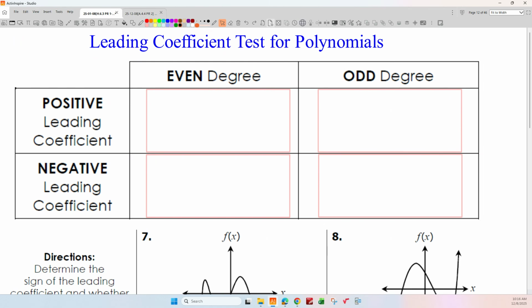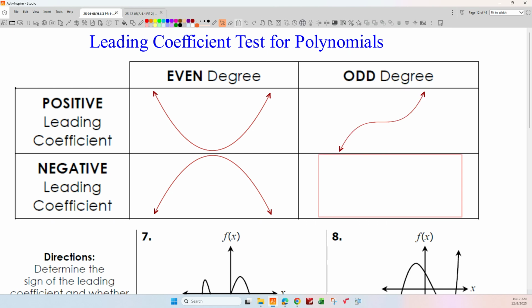So if I have an even degree polynomial and a positive leading coefficient, show me with your arms. What's that doing? Yeah, it's doing this, right? We're doing the polynomial dance here. If we have an even degree polynomial with a negative leading coefficient, what's the end behavior going to be? Yeah, there we go. It's down. How about an odd degree polynomial with a positive leading coefficient? Yeah, that's up to the right, down to the left. Good. And if we have an odd degree polynomial with a negative leading coefficient, it gets flipped.